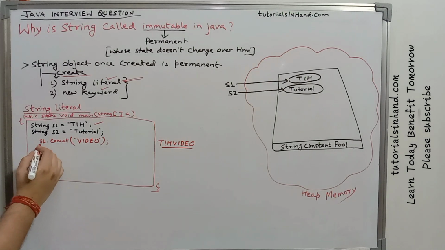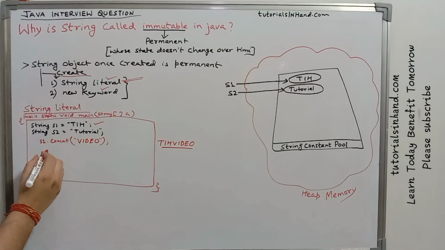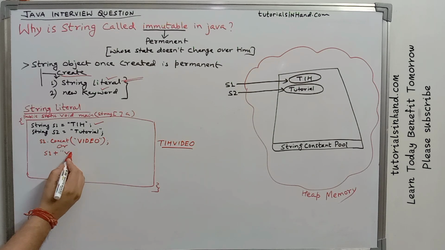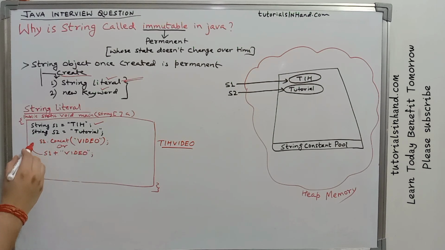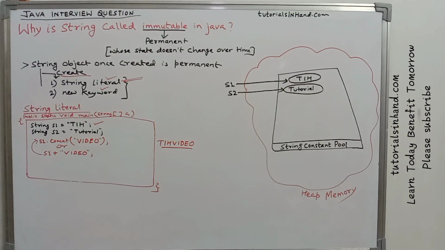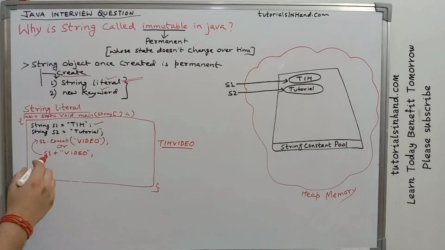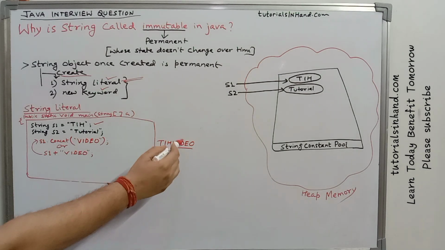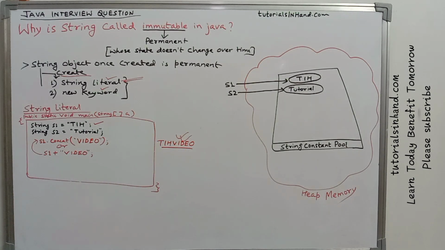When you are doing this s1.concat, or you can also do it like s1 + "video". So you can replace the above line with this one, or you can keep it the same. For both, the concept will be the same. When you do this, we get an output something like TIH video.